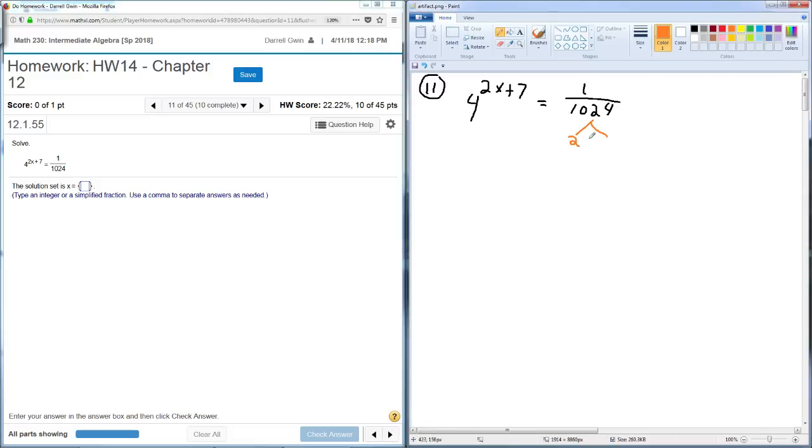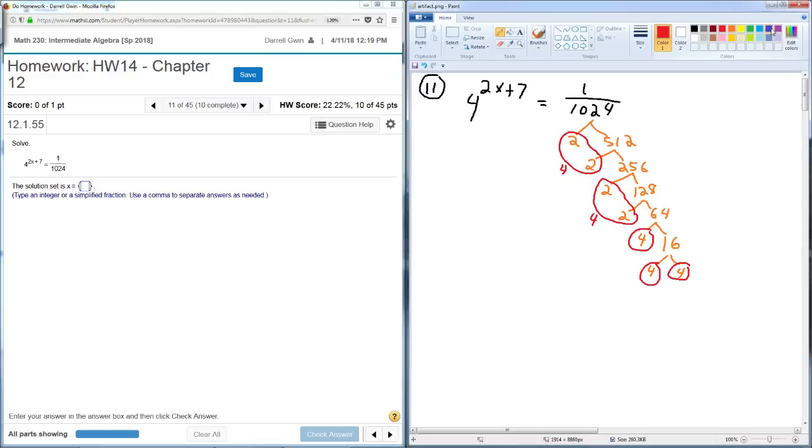What I can do is divide by 2, get 512, divided by 2, 256, divided by 2, 128, divided by 2, 64. We got 64 is 4 times 16, 4 times 4. So we have a 4 right here, a 4 right here, we have a 4, 4, and a 4.